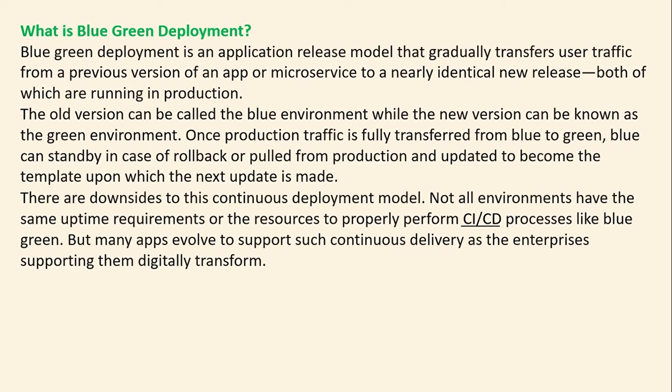So blue-green deployment is an application release model that gradually transfers all the traffic from a previous version of an app or microservice to a nearly identical new release, both of which are running in production. The old version can be called the blue environment, while the new version can be known as the green environment. Once production traffic is fully transferred from blue to green, the blue can stand by in case of rollback or be pulled from production and updated to become the template upon which the next update is made.